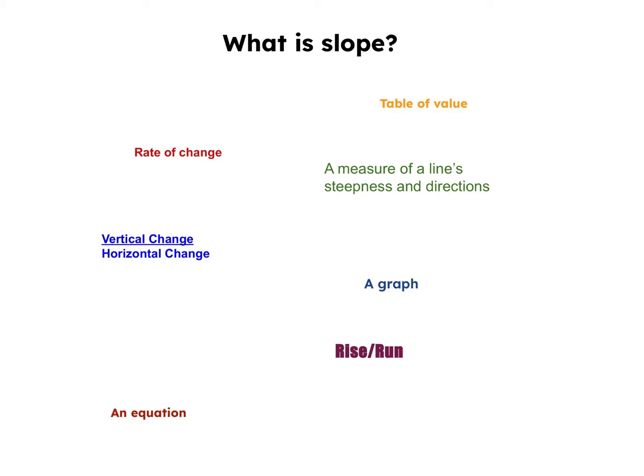Okay, hi guys. The first thing we're going to do is look at what is slope. I have some different words on here: rate of change, vertical and horizontal change, an equation, rise over run, a graph, a measure of line steepness and direction, and table of values. The first thing I would like you to do is identify which terms go along with slope. I'll give you an example to get started.